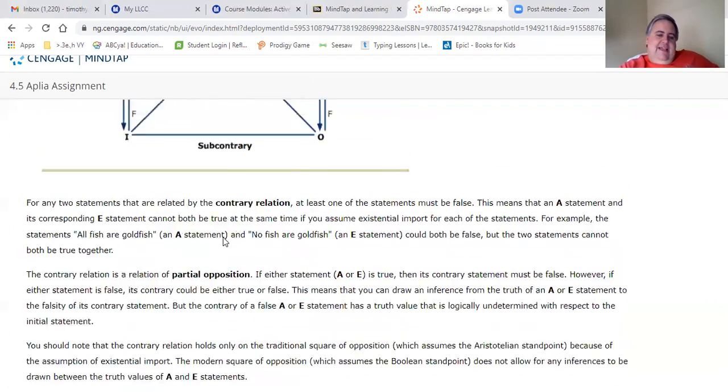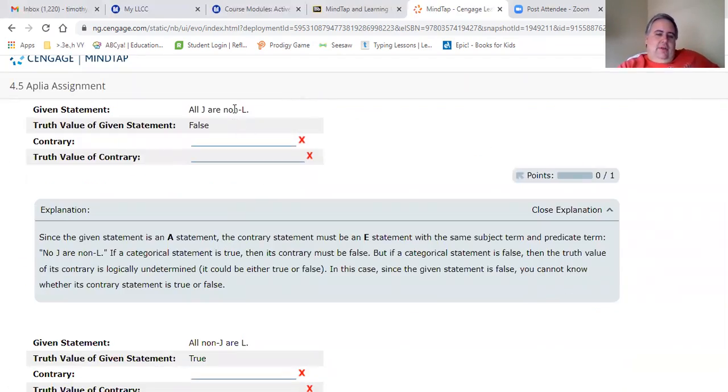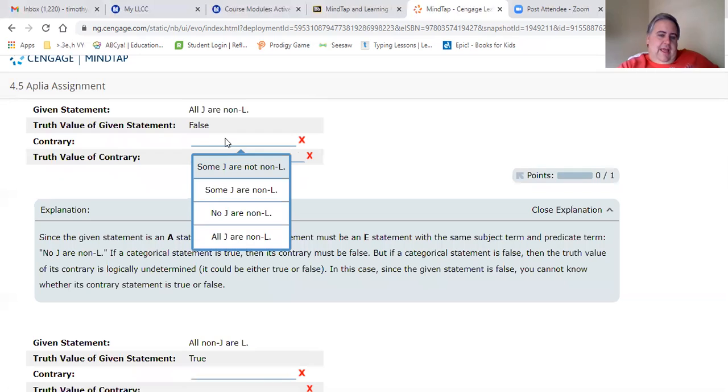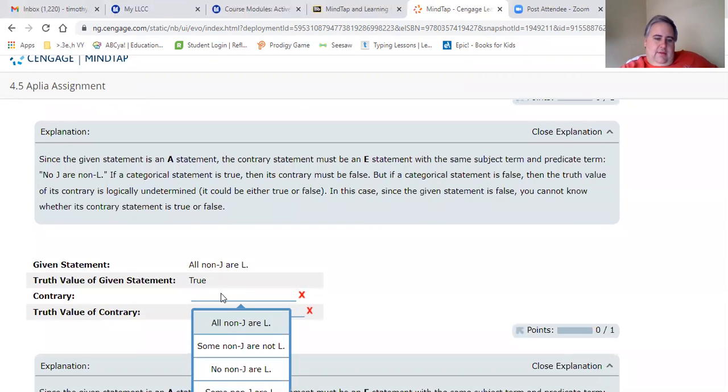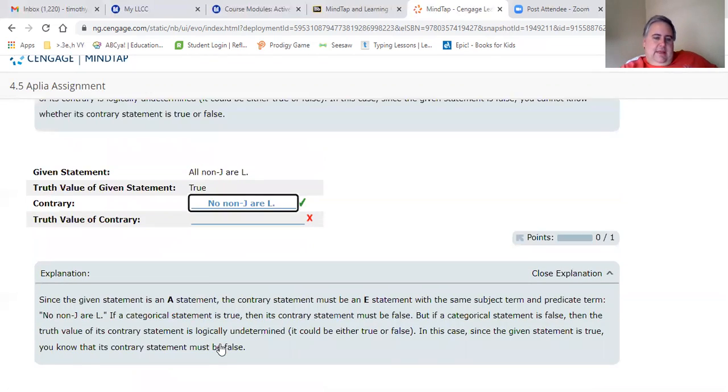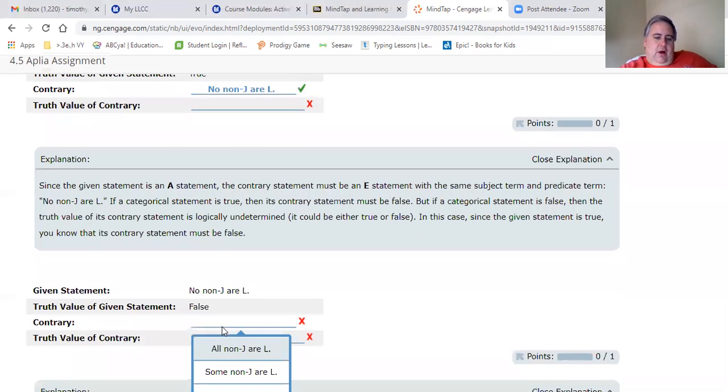So what happens in this case is if you have an all J or non-L statement, the only thing we're comparing it to, because we're looking specifically at the contrary relationship, is the E statement. So we're going to look at the no statement. Same thing, all. So we're going to go to the no statement. If we have a no statement, we're going to go to the all statement.